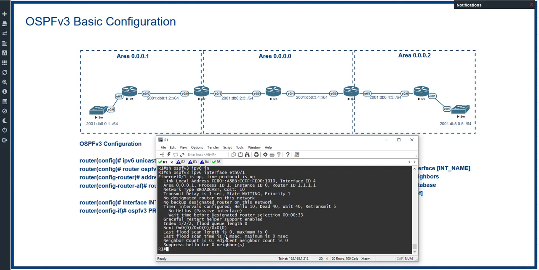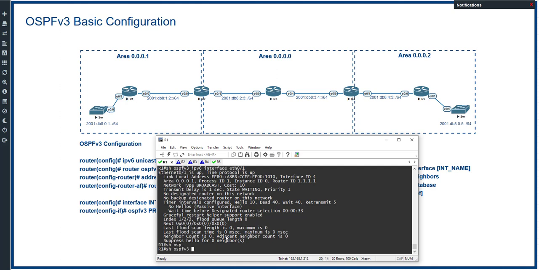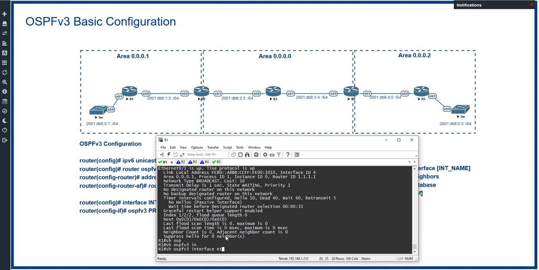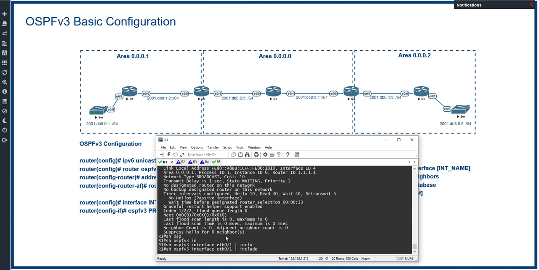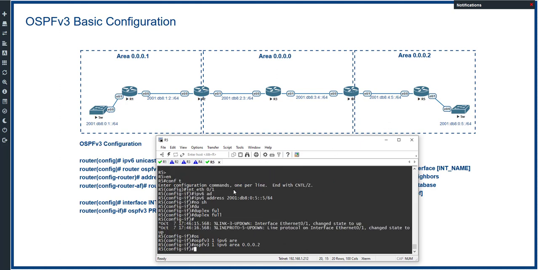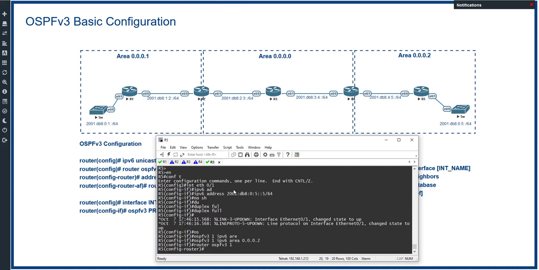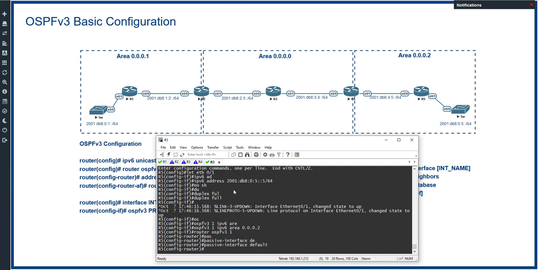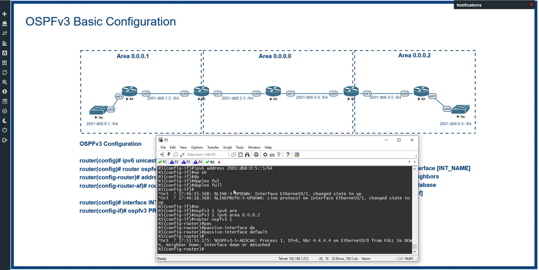Here you can see the passive interface, or if you want you can use show OSPFv3 interface ETH01 and then include passive. As you can see, we have no hellos and a passive interface. That's it. For the next method, let me configure router 5: router ospfv3 1. Here we can use passive-interface default. Now all interfaces are passive, and we don't have any neighborship.